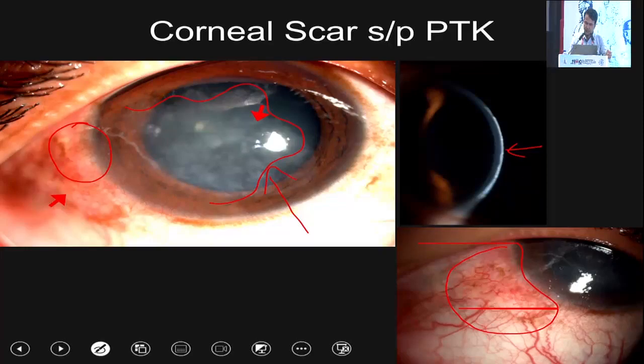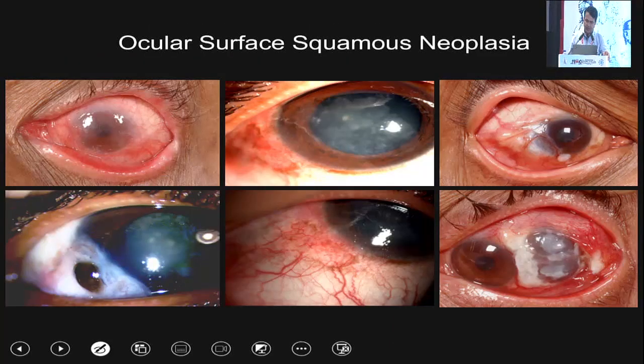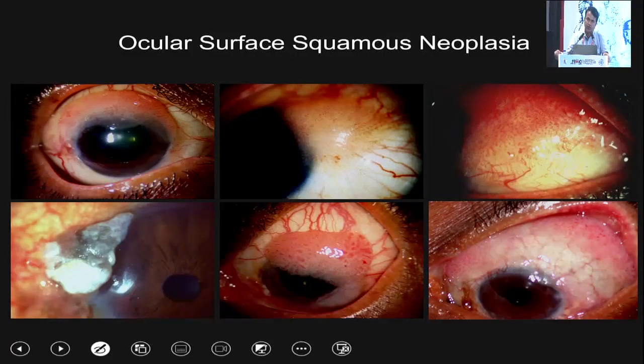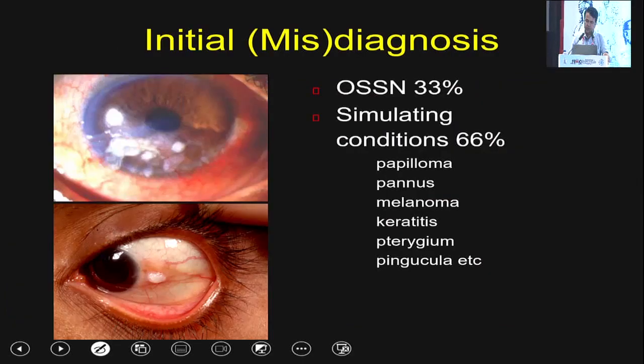Yeah. So here we have abnormal vascularity, that is a signature of the tumor, and that is ocular surface squamous neoplasia. So these are all the masquerades of ocular surface squamous neoplasia. Each one looks different. When each tumor looks different, how can you be sure of the diagnosis?